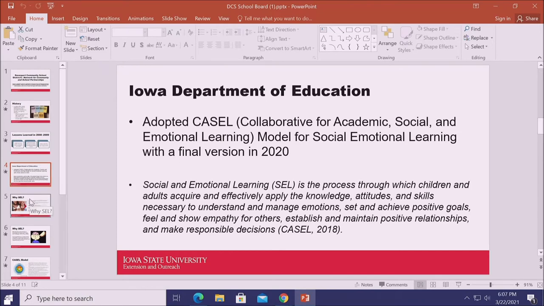And they very specifically defined social emotional learning as the process through which children and adults acquire and effectively apply the knowledge, attitudes, and skills necessary to understand and manage emotions, set and achieve positive goals, feel and show empathy for others, establish and maintain positive relationships, and make responsible decisions. That national framework was adopted by the Iowa Department of Education, with their final draft coming out in the fall of 2020.